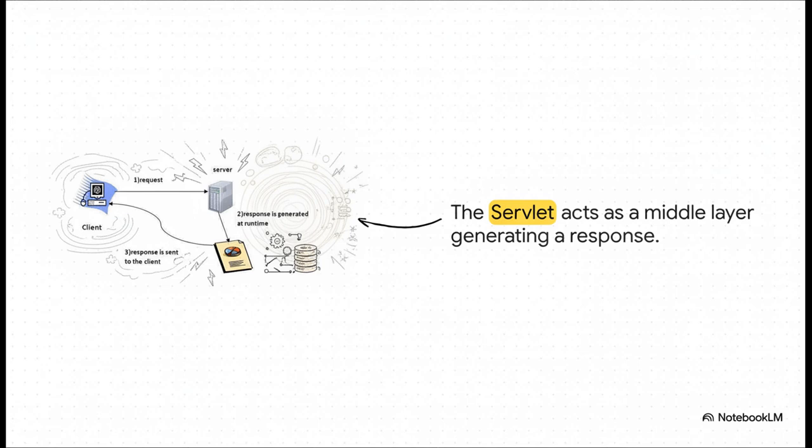Let's actually trace this journey out. So step 1, a request leaves the client, that's your web browser, and zips across the internet to the server. Now, instead of just handing back some boring pre-written file, the server leans on the servlet to process the request. The servlet might talk to a database, crunch some numbers, and then in step 2, it dynamically generates a totally customized response right there at runtime. Finally, in step 3, that custom response gets shipped right back to you.